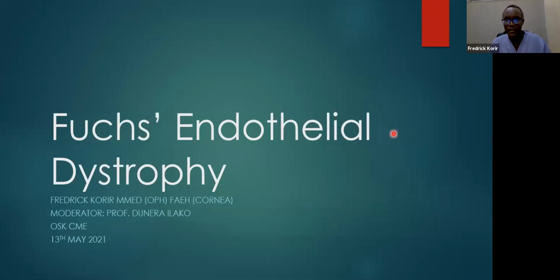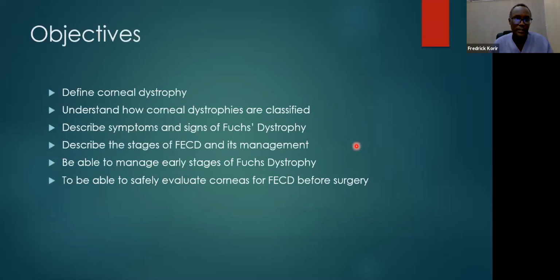Okay, great. So Fuchs Endothelial Dystrophy is one of the dystrophies that occurs in the cornea. There are so many of them. I'll just go over it in brief, but I'll focus on Fuchs Endothelial Dystrophy in this instance.